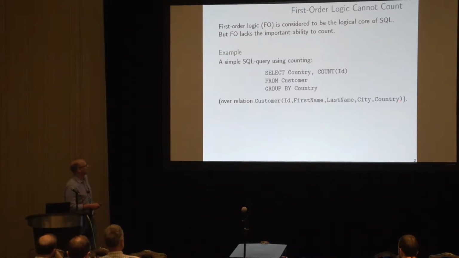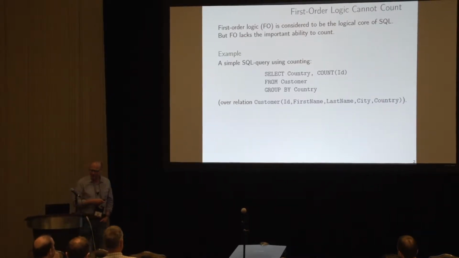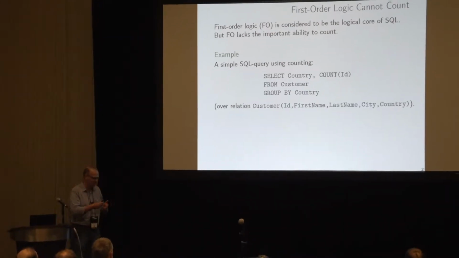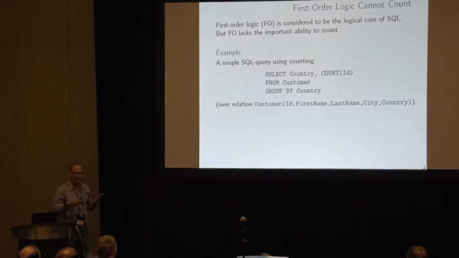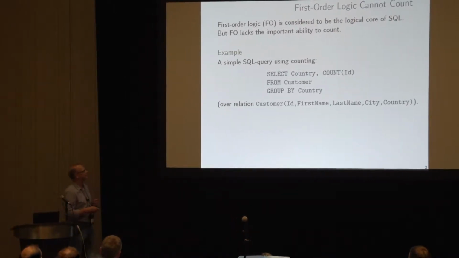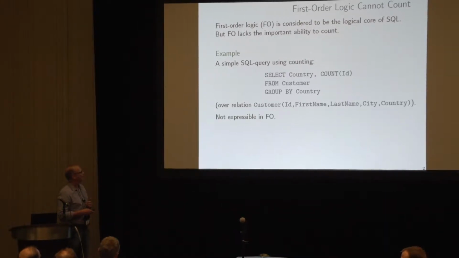So we have a customer database, and we will basically want to count how many customers we have from each country. So that's the fairly simple query that uses counting, and there's no way we can express this in first order logic. We don't even have the type of variables we would need to express this. So we completely fail there.